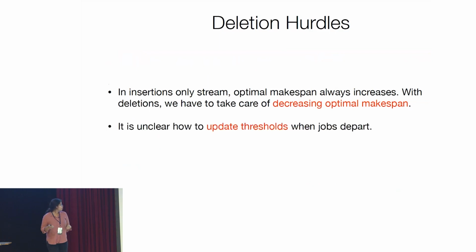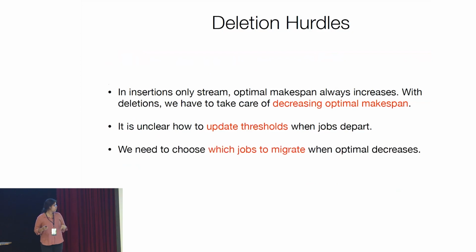One more thing is, how do we actually update these thresholds? As we said, these thresholds are going to be decreasing because the makespan itself is decreasing. So we have to take care of the makespan and threshold also. And if you want to reassign jobs, we also have to choose which jobs to reassign and how to reassign them. So we have to decide all of these things.